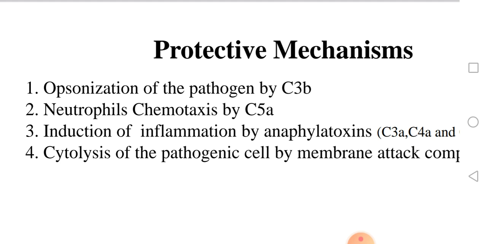Number two, neutrophil chemotaxis by C5a. C5a is going to attract the neutrophils to the site of infection or the site of activation of the complement system. And you know the neutrophils are very efficient phagocytic cells.